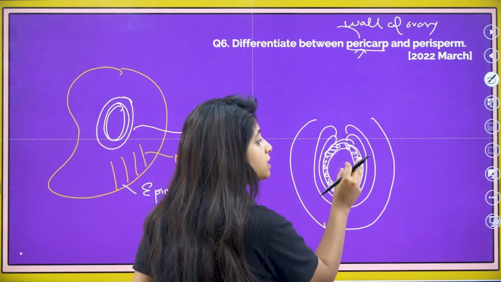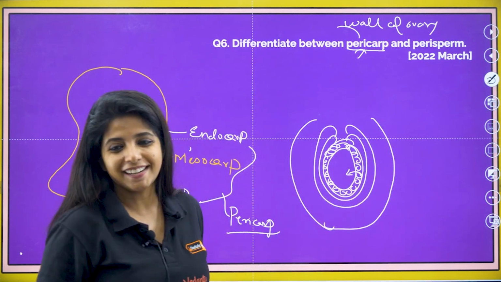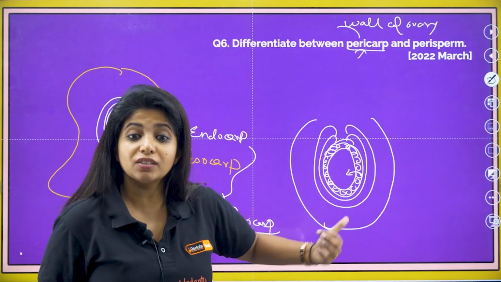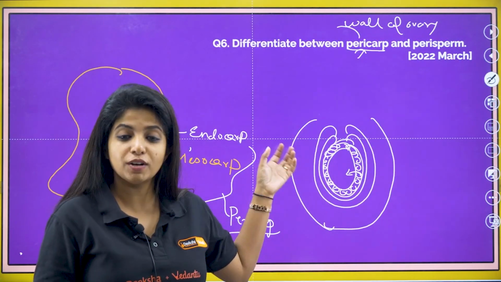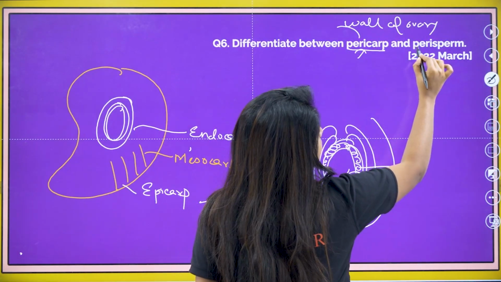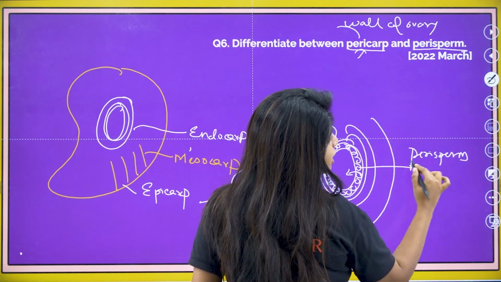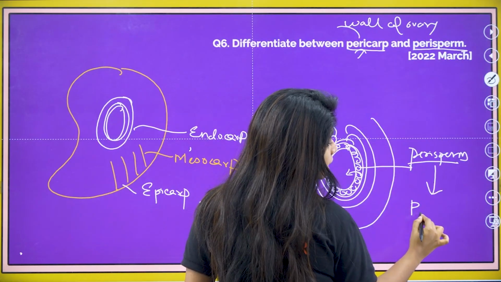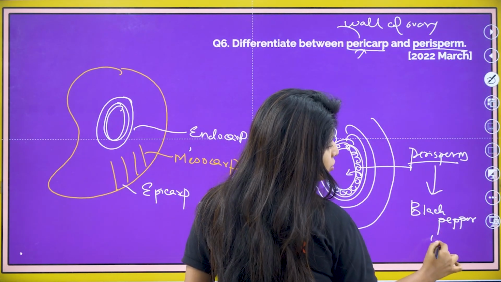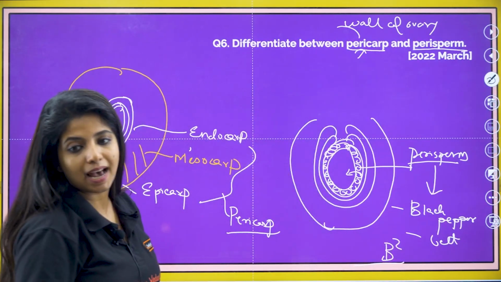But sometimes they persist there. Why? Because they think that the future embryo might need us. Here the embryo is going to be formed now, and the future embryo might need us. We would love to provide it nourishment, so we will stay there. So this layer which is made up of the nucellar cells is known as perisperm. It is found in black pepper and also beet. So 2B square, you can remember black pepper and beet as B square.